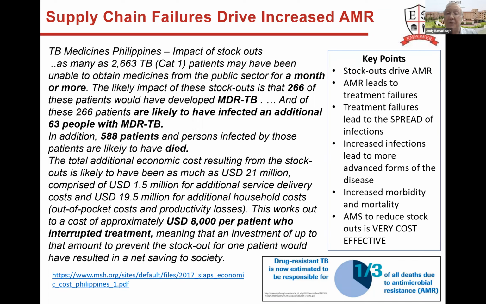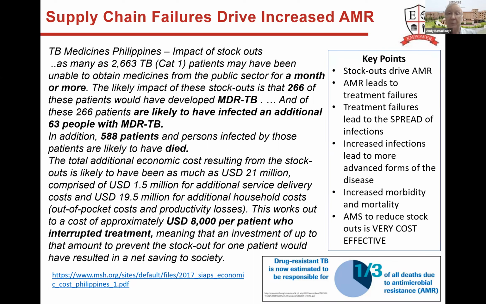That means because their treatment was interrupted halfway through, around 260 of the patients went on to develop MDR TB, multiple drug resistance TB. But they didn't just develop MDR TB, they went on to infect another 60 people with MDR TB, and those 60 people went on to infect more people with MDR TB. In total, around 600 people died because of the stockouts.